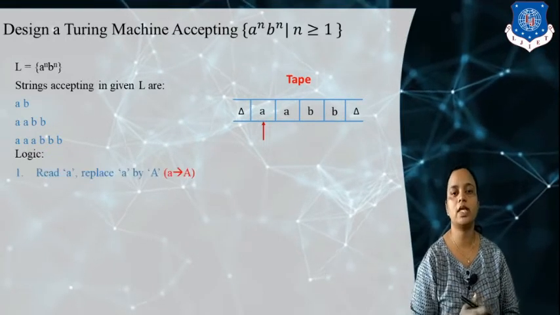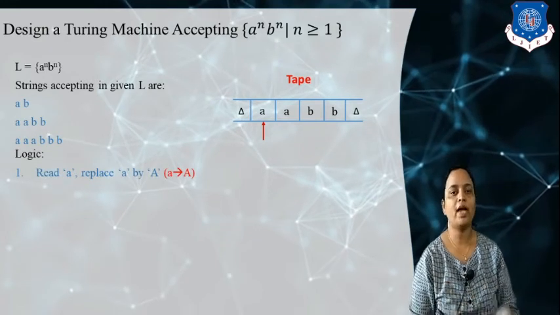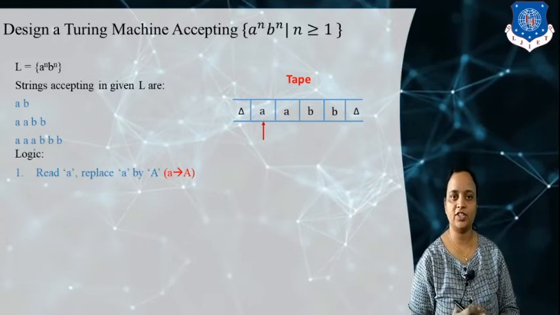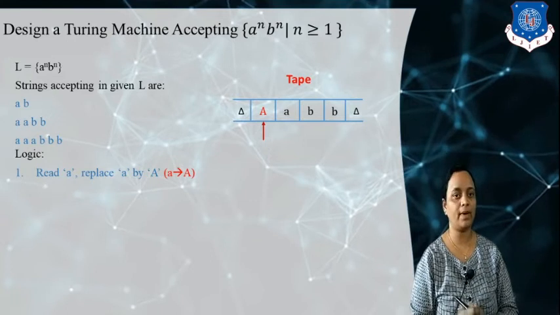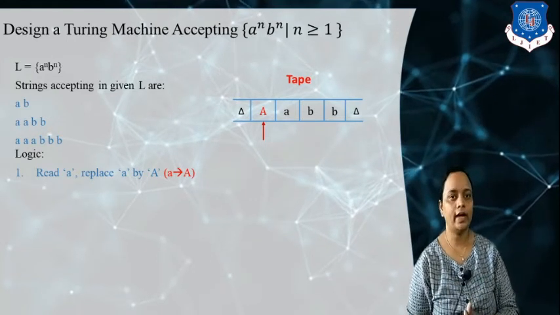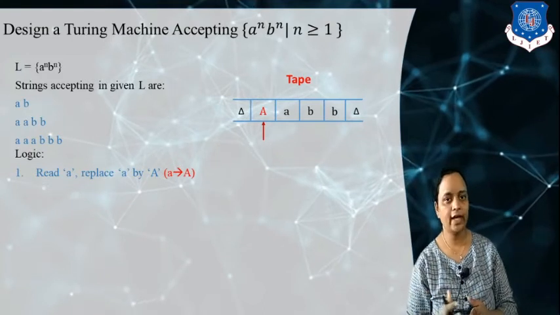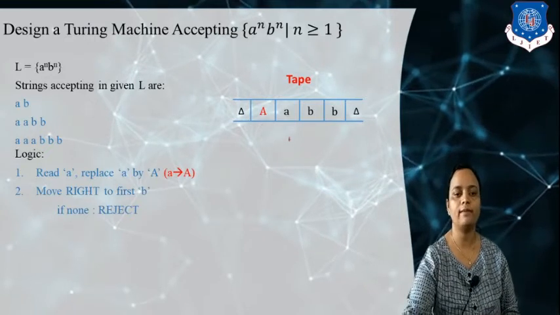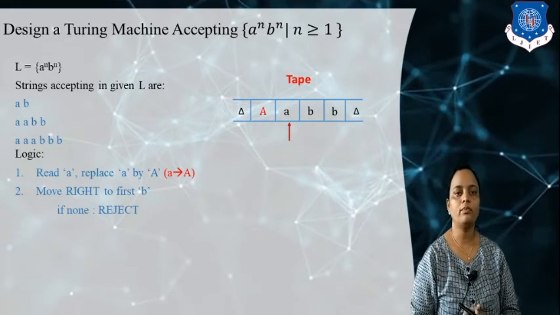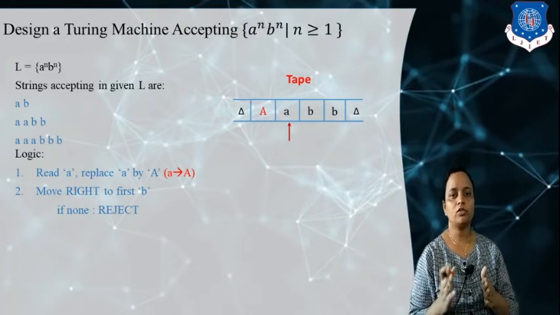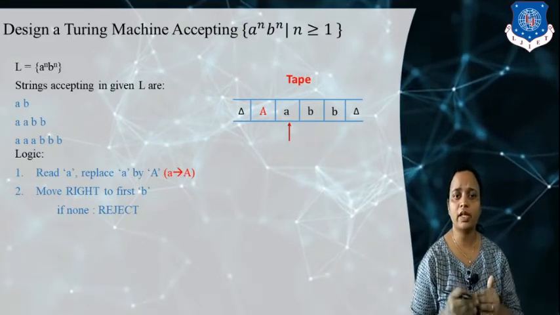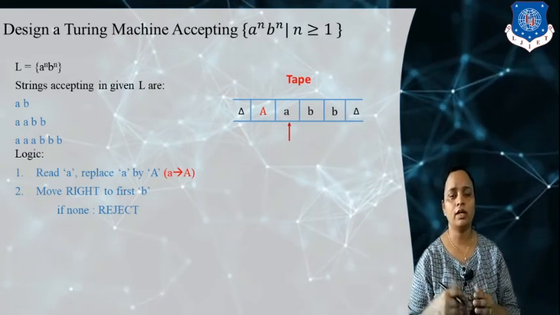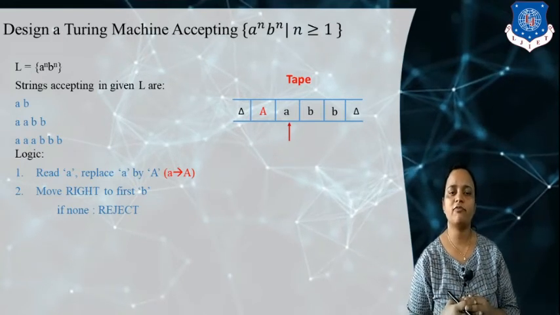Step number 1 said to replace small a by capital A and then move the tape head to the right direction. So here I have replaced small a by capital A. Now move my head to the right side and find the first b. Step number 2 said if there is no b, we can say that this is an invalid string. Now we can see whether b is found or not.